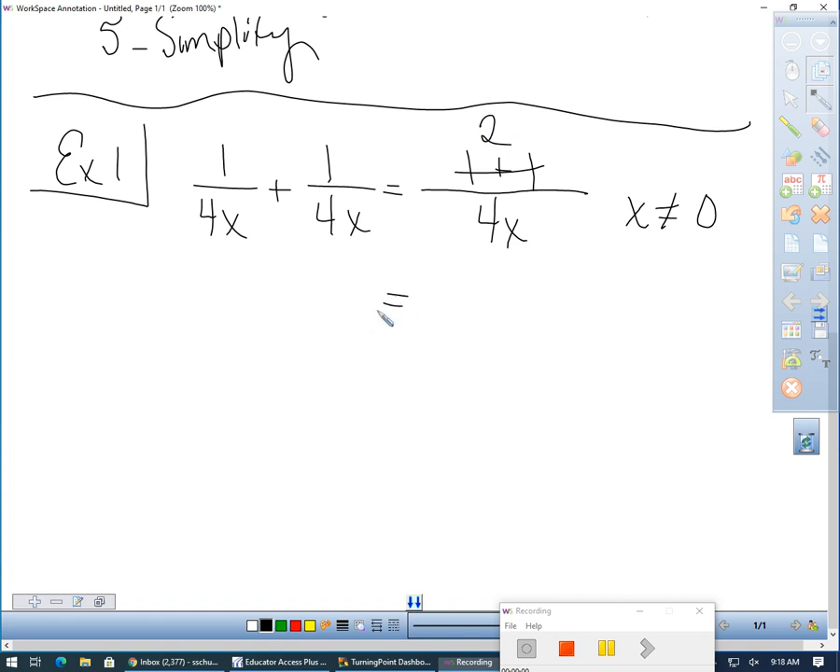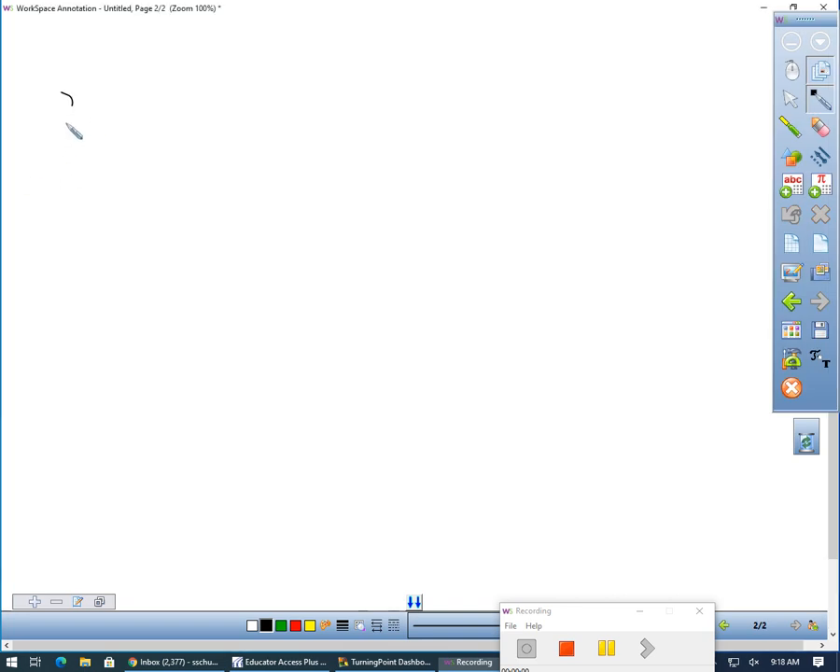Since there's no missing factor here and no missing factor here, we end up with 2 over 4x. Well, what do you see? We can actually reduce 2 over 4, so it's actually 1 over 2x. Again, with that same restriction. Let's try another one just a touch harder. I know how you like it when I say that. Here's example number 2.